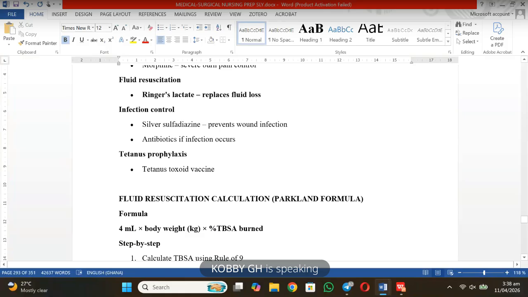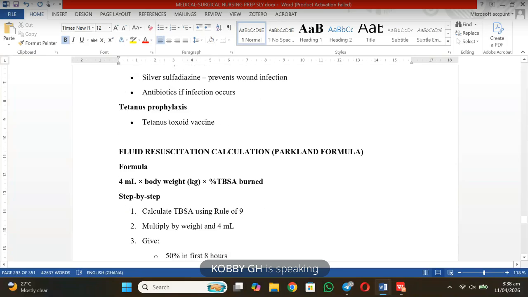Okay, and at times with burns, tetanus prophylaxis is also very important. So they usually give the tetanus toxoid vaccine. Now, the key thing I want you to also consider, a lot of people don't pay attention to it.